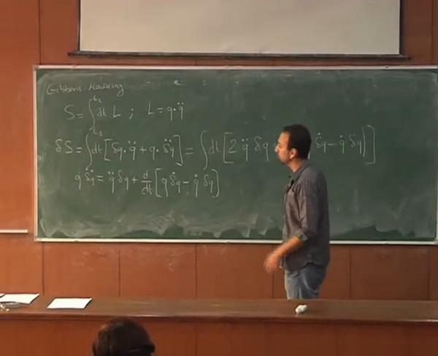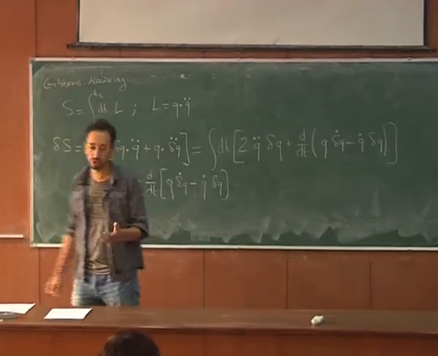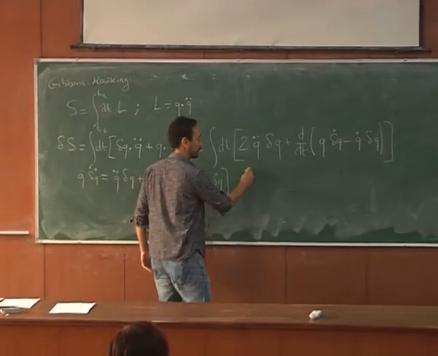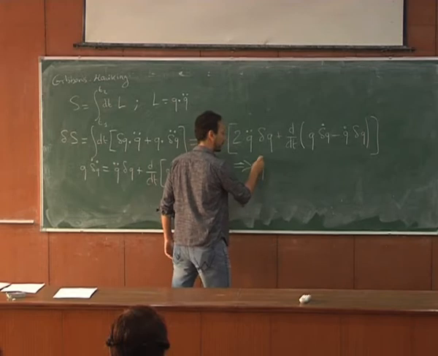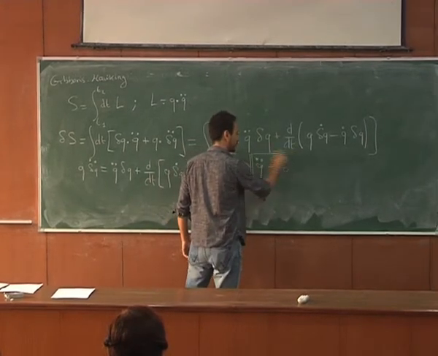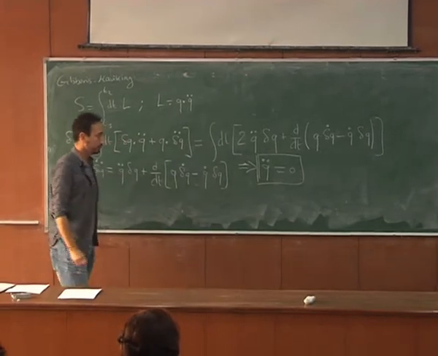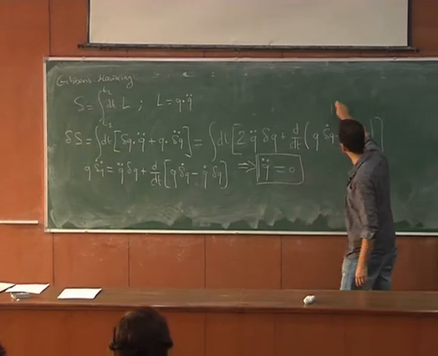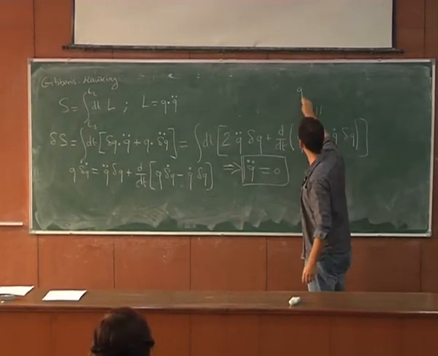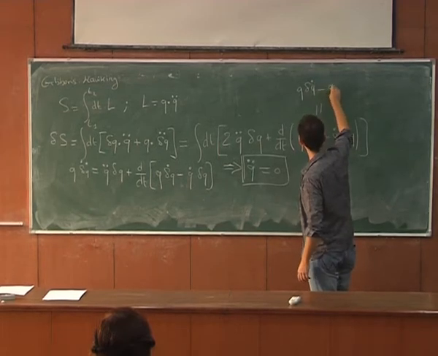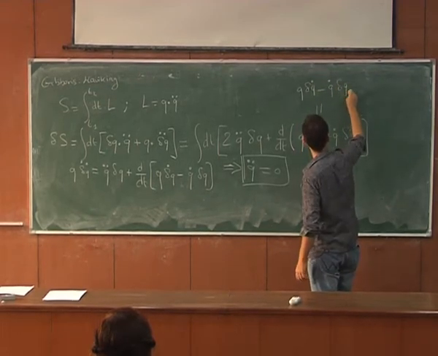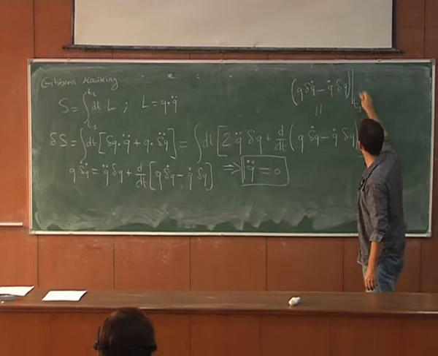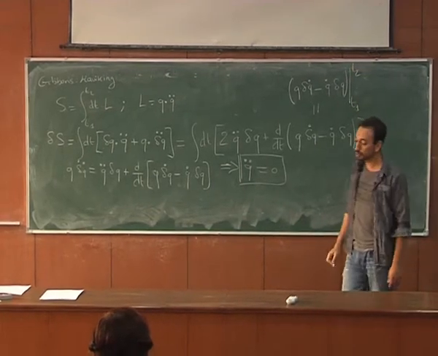Assuming that the variation of the action is 0, usually what we say is that that will be the equation of motion, which means that q double dot is equal to 0. But to do this, actually, we have a boundary term here. This boundary term is q delta q dot minus q dot delta q, which we evaluate between T1 and T2. So what is the problem?